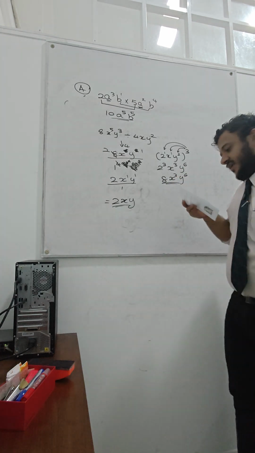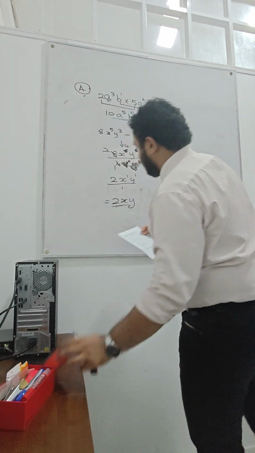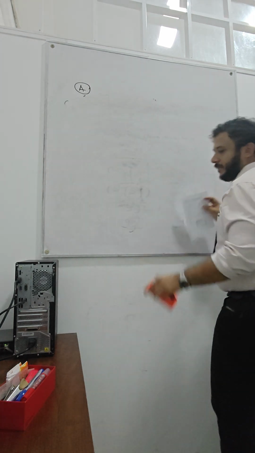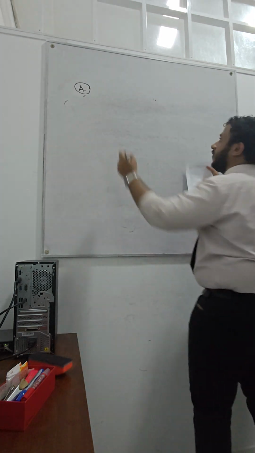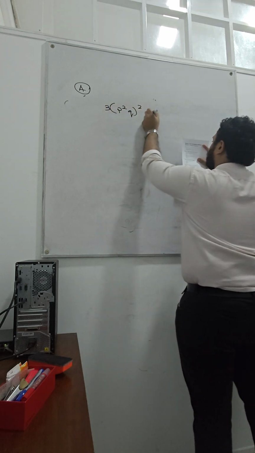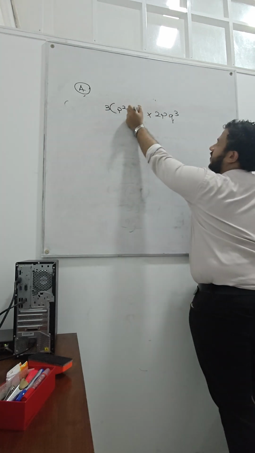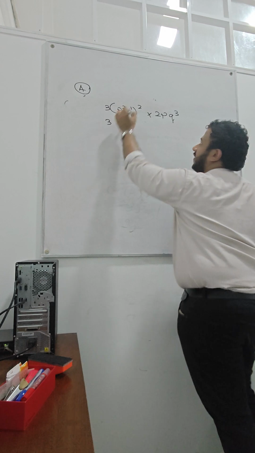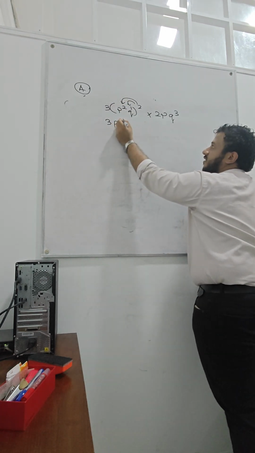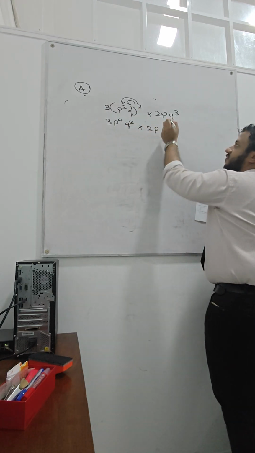Yep. And then the last but not the least is our final question on section A. Let's go through that really quickly. We got 3p squared q to the power of 2, times 2p q to the power of 3. No power means 1 power is there. So 3, you multiply the power of a power. That will give you p to the power of 2 times 2 is 4, q to the power of 2 times 1 is 2. This means p to the power of 1.